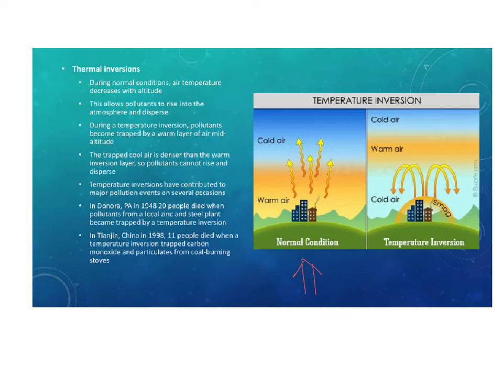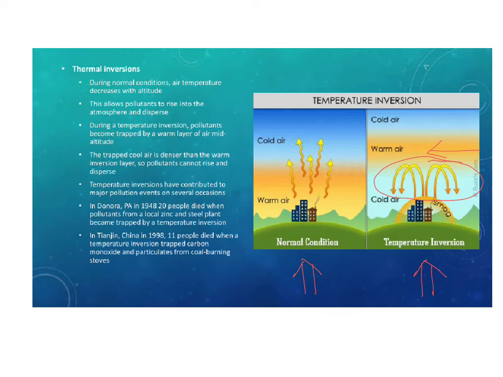The normal condition where the air gets colder with altitude means that pollutants can rise into the atmosphere and then disperse. But during a temperature inversion, which is just this over here, pollutants become trapped by a warm layer of air that forms mid-latitude, and that's what I just pointed at. The trapped cooler air down here at the bottom is denser than that warm inversion layer, so the pollutants can't rise up and disperse into the atmosphere.